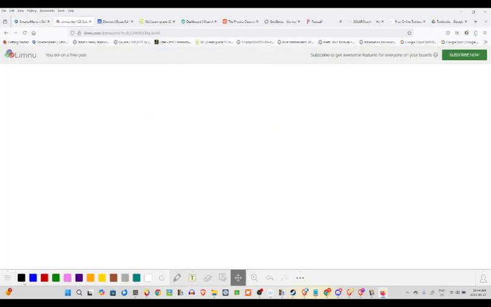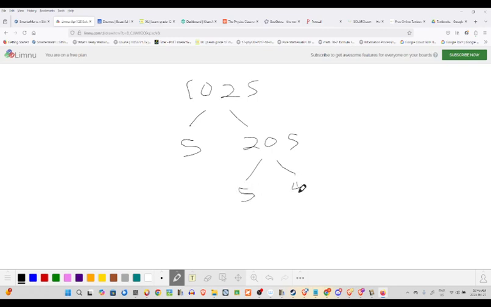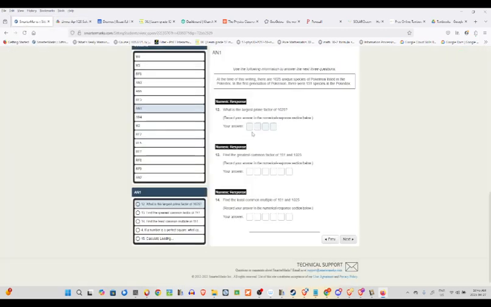Okay, let's do a factor tree. So we have a factor of 5 in there. We have another factor of 5. 41 is prime. So 5 squared times 41 is the full prime factorization. 41 is definitely the biggest.